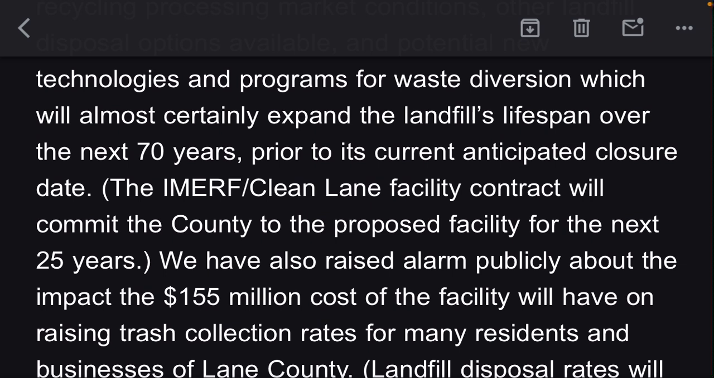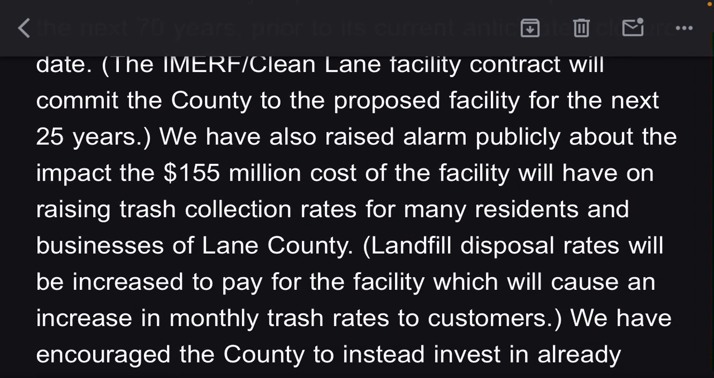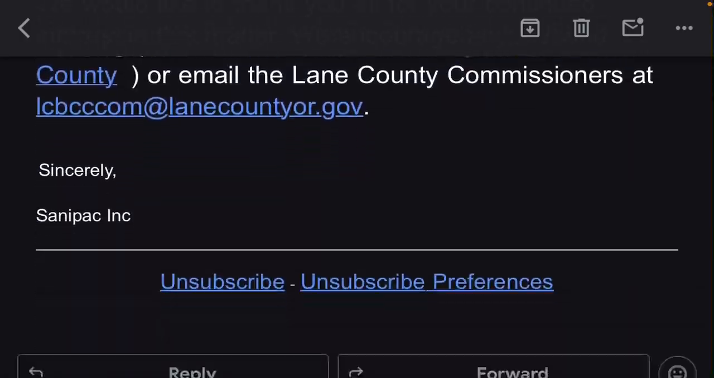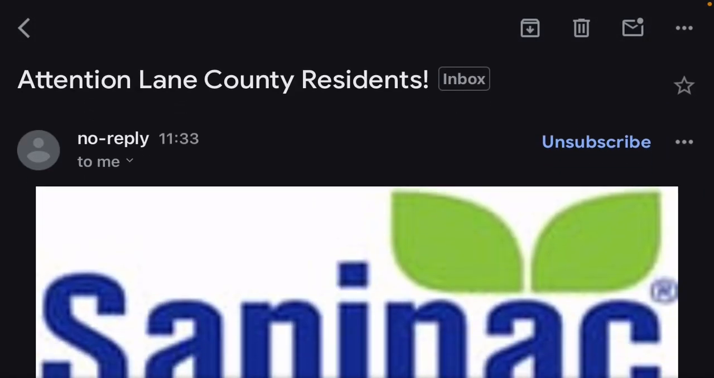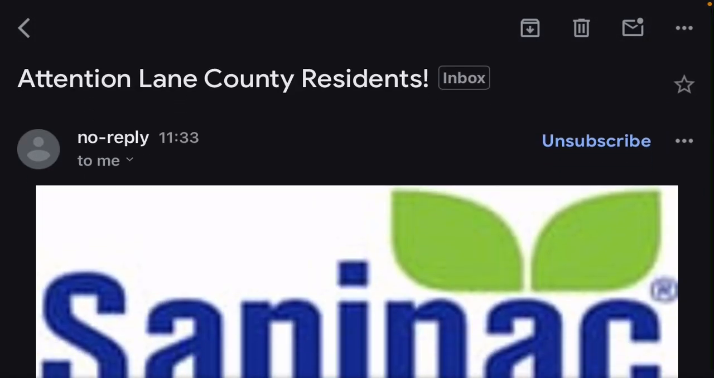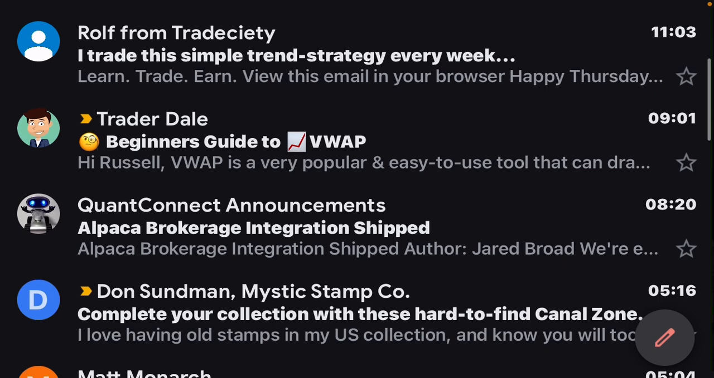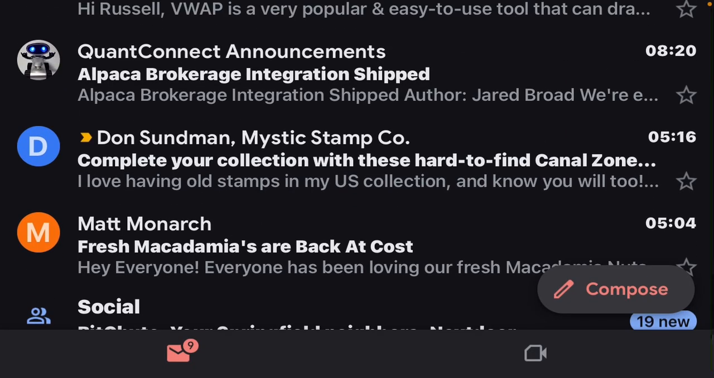It's going to be called the IMRF Clean Sealing Lane Facility Contract. It's a contract that's proposed for those that are residents or any lien holders, who have the option to be on both sides, resident and lien holder. So that's where the lien is. And then there are other emails from other ones.